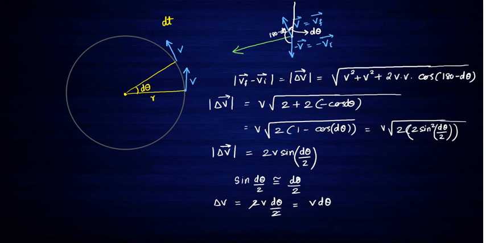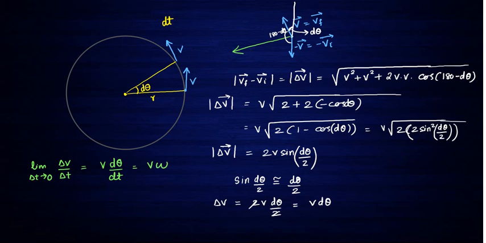So now that we have delta v as v d theta, we can find out delta v divided by delta t in the limit that delta t tends to 0. So this is going to come out as v d theta by dt. D theta by dt we already know is the angular velocity, or omega. So this is going to come out as v omega.